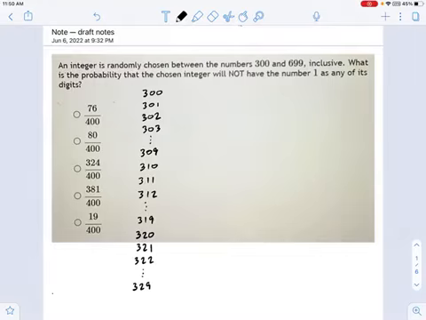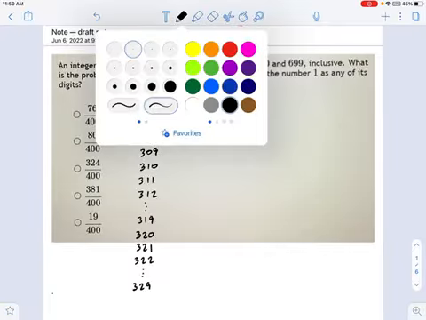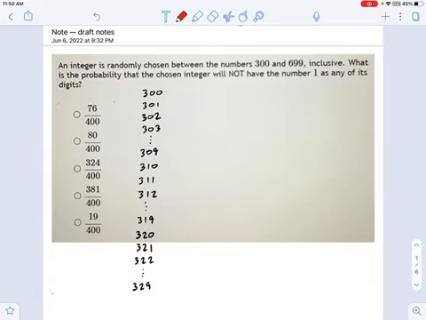Oftentimes in probability, you'll find that you're actually just doing a counting problem. Where it gets interesting is when you have to count a huge number of numbers and make some kind of an estimate on it. Now, in this problem, I want to know how many numbers between 300 and 699, including the ends, right? 300 is okay, 699 is okay. How many numbers in that full span do not have the number 1 included as a digit?